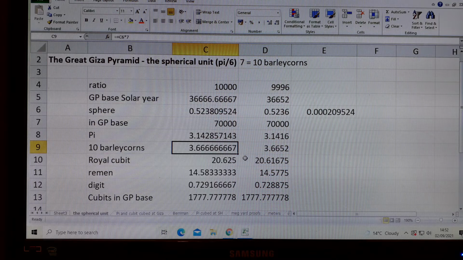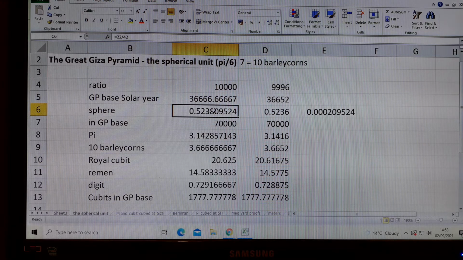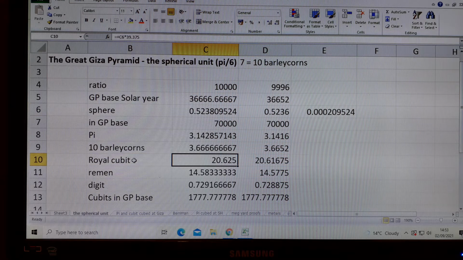Now the royal cubit is 39.375 of these spherical units. I'm not sure what to call them, to be quite honest. I've thought about giving it a name, but it's eluding me at the moment. So there we have the royal cubit. It happens to be 20.625 inches.